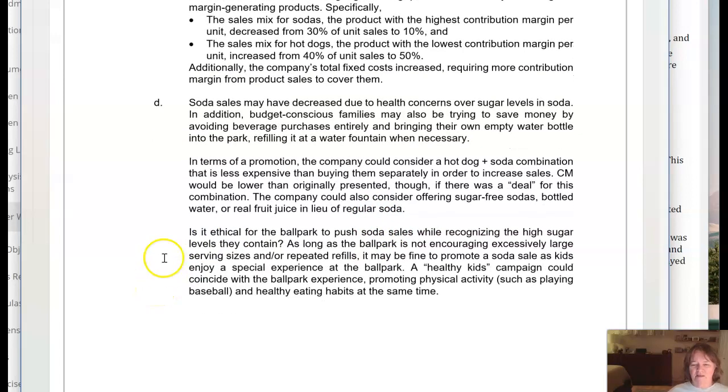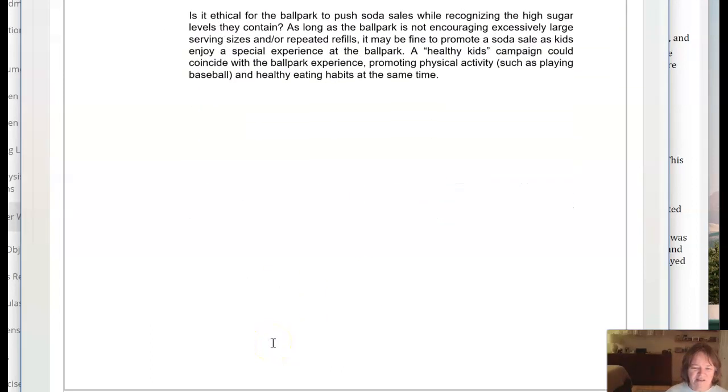I think those are probably better ideas in terms of regular soda. All right. And is it ethical for the ballpark to push soda sales while recognizing the high sugar levels they contain? As long as the ballpark is not encouraging excessively large serving sizes or repeated refills, it would probably be fine to promote a soda sale as kids enjoy a special experience at the ballpark. A healthy kid campaign could coincide with the ballpark experience, promoting physical activity and healthy eating habits. Okay, that's when you push the apples.